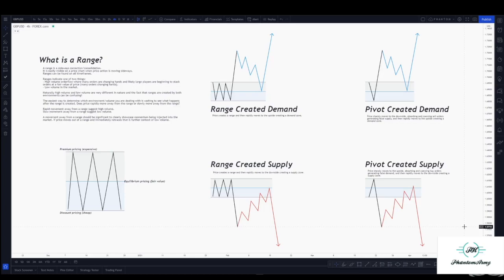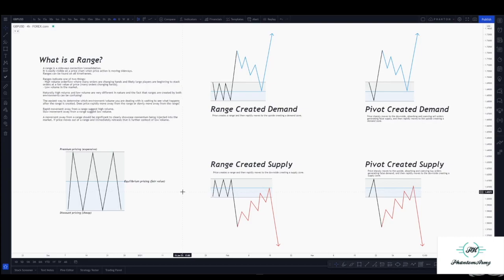Now, on the flip side, if it's slow movement, if it trickles out of that range, it's suggesting low volume and more than likely not much has really happened. There just was simply not really any orders happening at that particular price level. A movement away from a range should be significant to clearly showcase momentum being injected into that market. We're trying to identify when large orders are being placed into the market, so we should see a rapid expansion away, whether it's up or down.